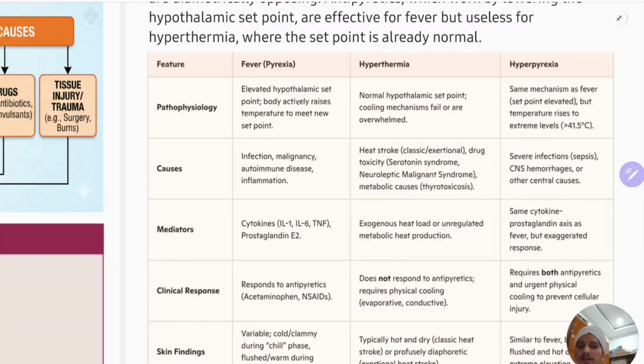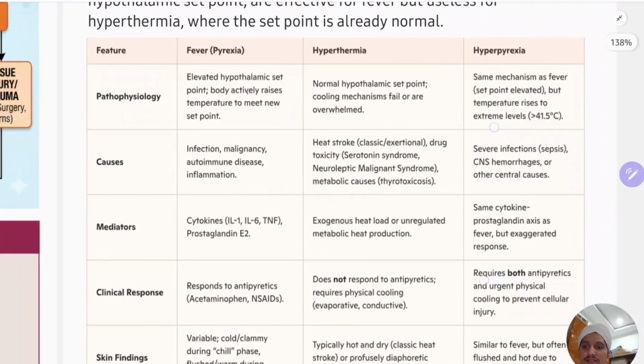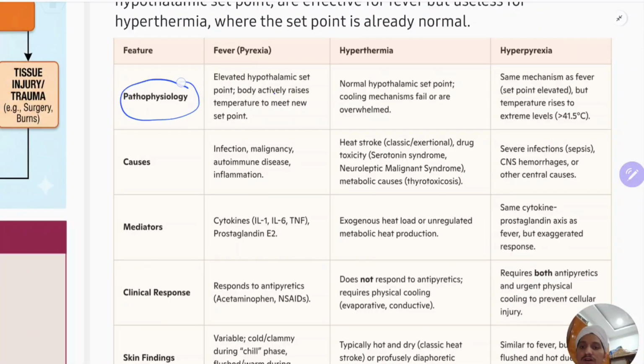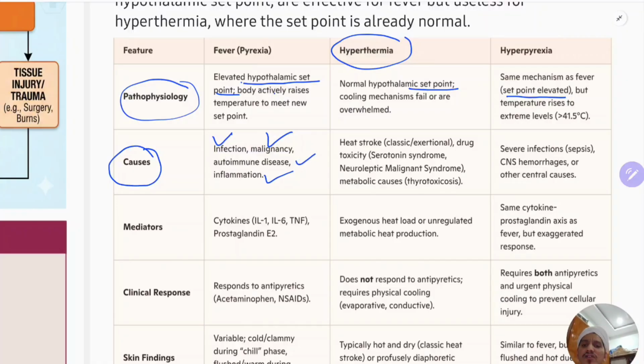So in this table just remember these things. Pathophysiology: the hypothalamic set point is raised in fever, and the same is for hyperpyrexia, the set point is raised here, but in hyperthermia the set point is normal. That's why antipyretics will not be effective in this case. What are the causes for these? For fever, you remember it as infection, inflammation, malignancy, and autoimmune disorders. So these four are the etiology of fever, as we have discussed, non-infectious and infectious.